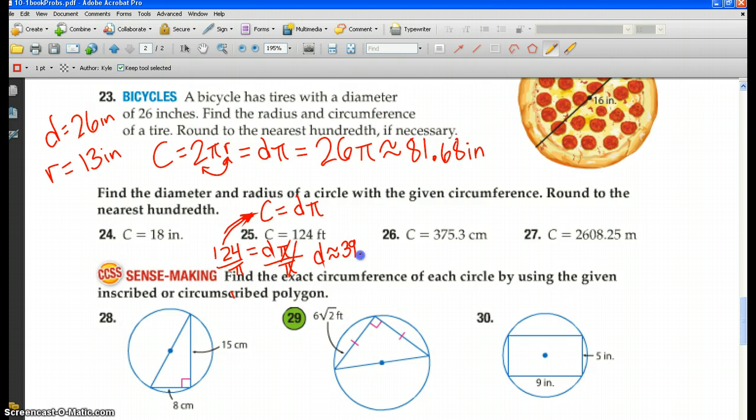So 39.47 feet. And our radius is half of that. So half of the diameter, half of 39.47, which is approximately 19.74 feet. And we're going to go ahead and skip number 27. We would just apply the same principles there.